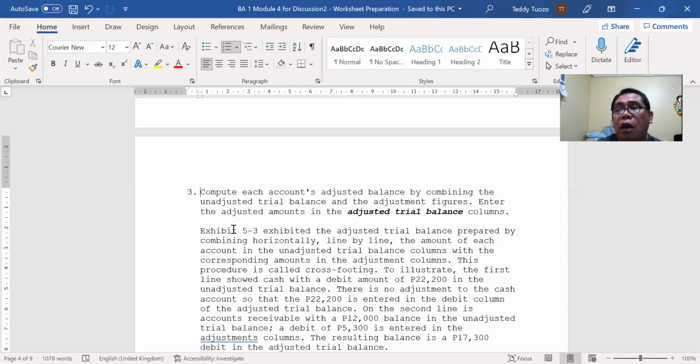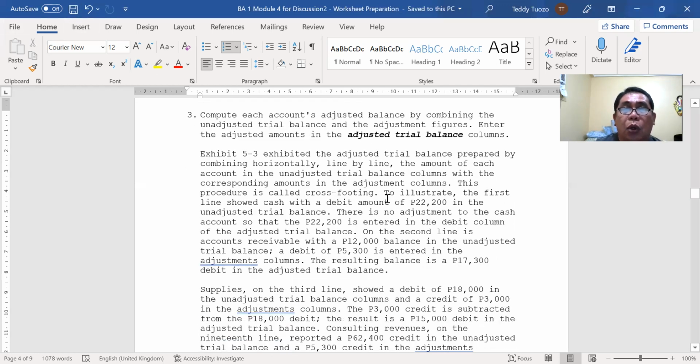That is cross-footing, no? Remember, the term in accounting for adding, for summing items from top to bottom is footing. But that is vertical, no? That is vertical addition. But when you add items or subtract items horizontally, then that is cross-footing.